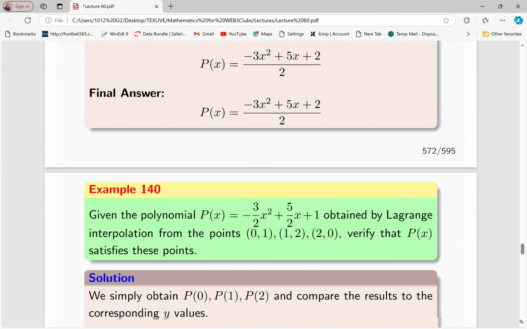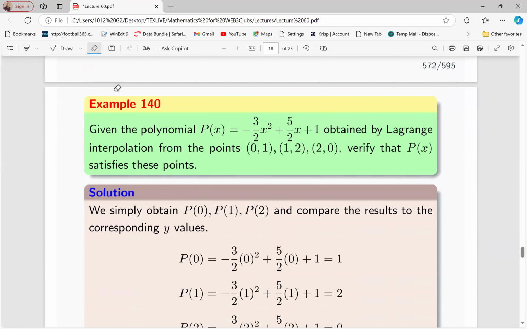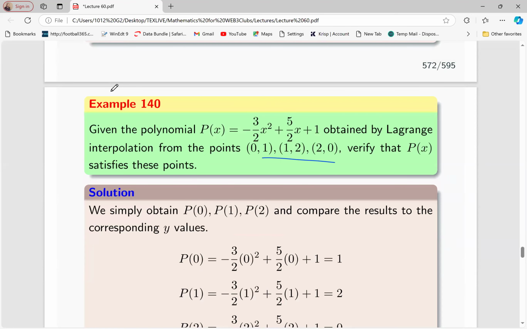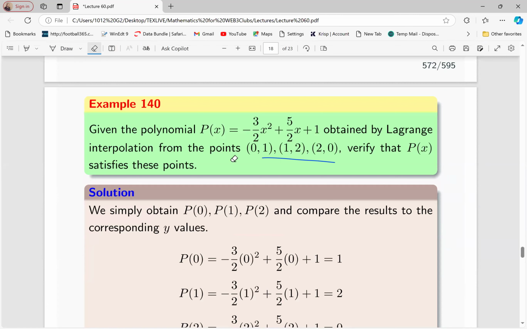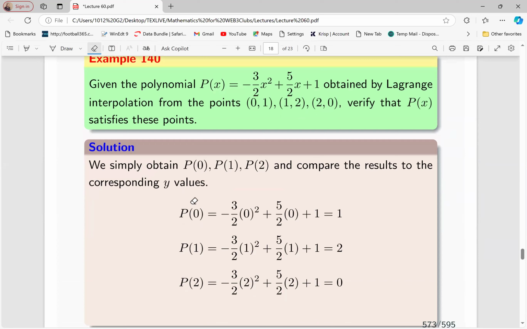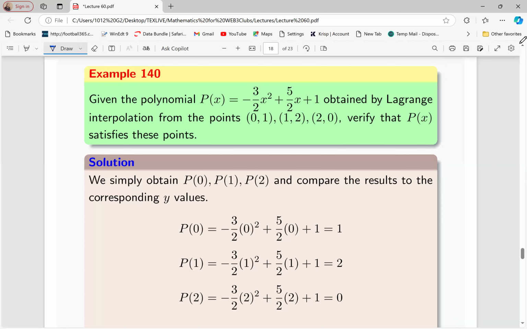Okay, the last question is what I had illustrated earlier. You're given the polynomial and told that it's obtained by Lagrange interpolation from these points, and you're asked to verify that this polynomial passes through the points. This we've done earlier. Just take the polynomial and insert the values of x and see whether you get the corresponding values of y.